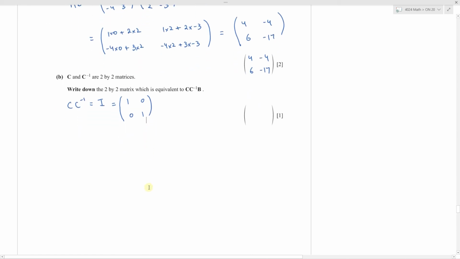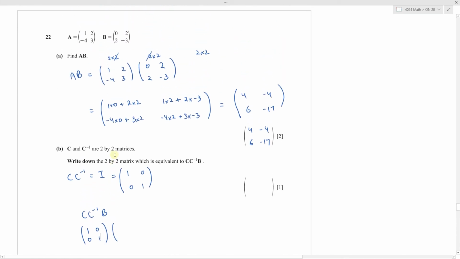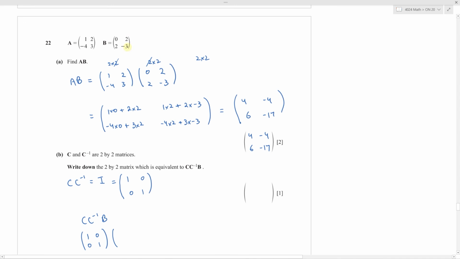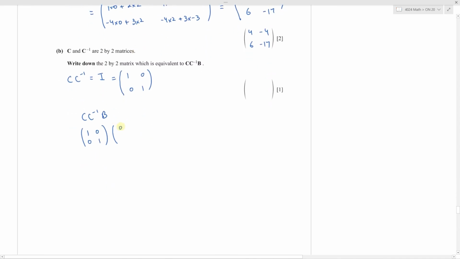So if you're doing C inverse into B, C inverse will be this value, 1, 0, 0, 1, and it will be multiplied by the matrix B, which is 0, 2, 2, minus 3. So let me bring it down, 0, 2, 2, minus 3. And since this is an identity matrix, you also know that whenever you multiply a matrix with an identity matrix, you get the same matrix back.